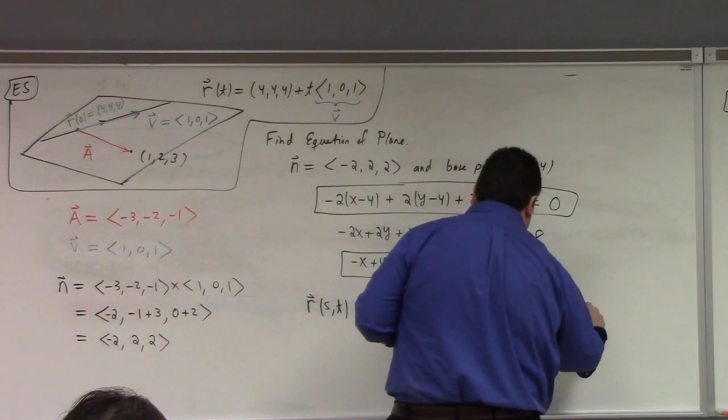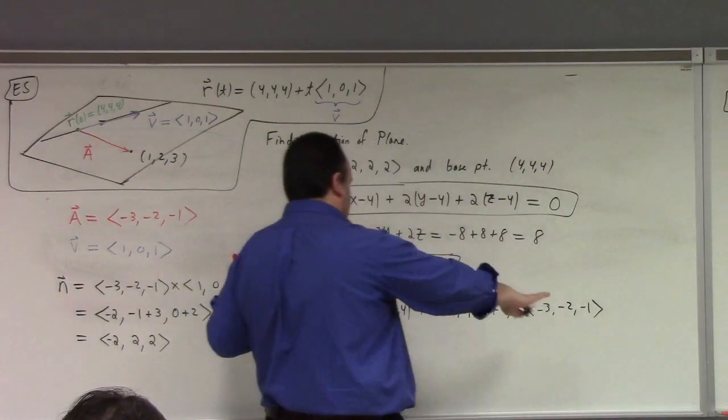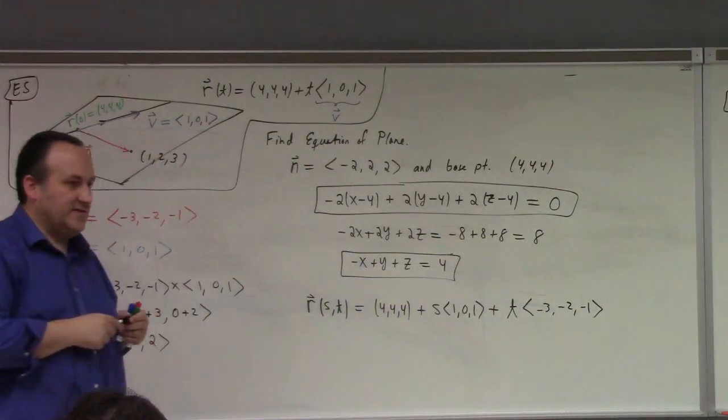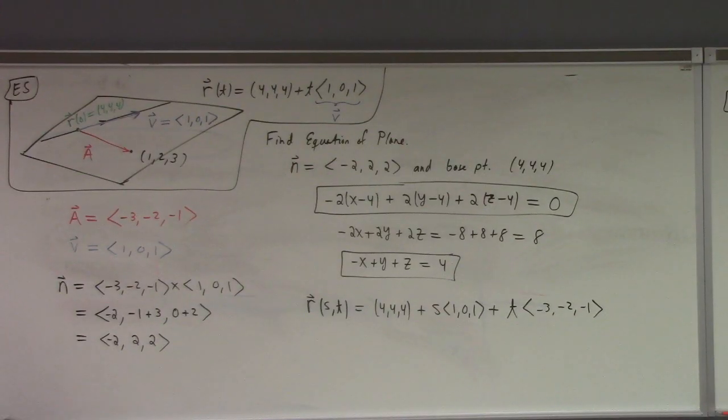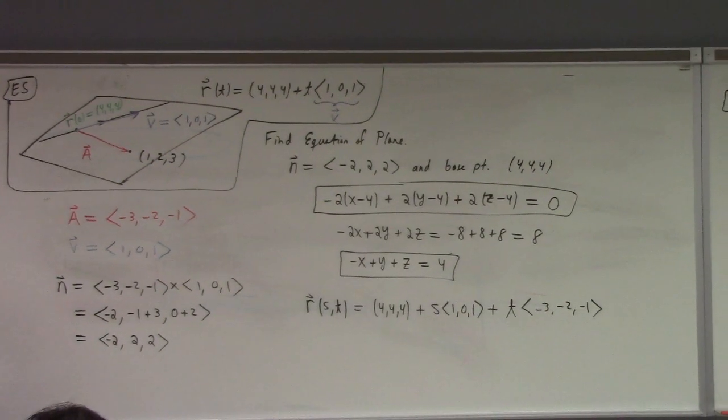-3, -2, -1, right? This is a parameterization of the plane, since we know that 1, 0, 1 and -3, -2, -1 are perpendicular to the normal vector. That means that they must be tangent to the plane, and adding the 4, 4, 4 at the start puts us on the plane. So that is a parameterization of the plane. Of course, we could find 3 points and use the 3-point parameterization formula if you wanted.